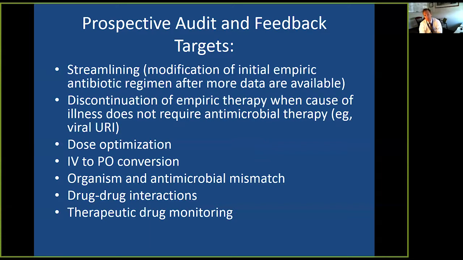So in terms of prospective audit and feedback, your targets, what are you doing with this? There's lots of opportunity with it. The biggest one is what we call streamline. So it's modification of the initial antibiotic regimen once more data is available. Okay, so the patient comes in with bilateral infiltrates with a white count of 13, and the prescriber gives them azithromycin and ceftriaxone, but in the next 24 hours, soon to realize that this is actually heart failure. Okay, so it's at that point where you can streamline to say, okay, do we really need this? And that gets into the next one, discontinuation, where we can actually stop it.